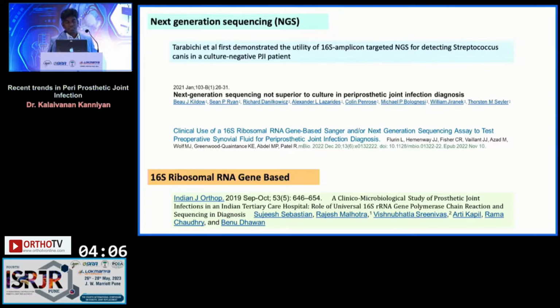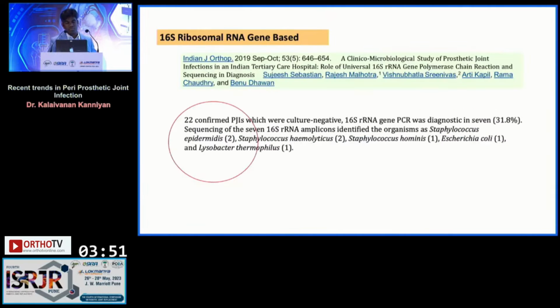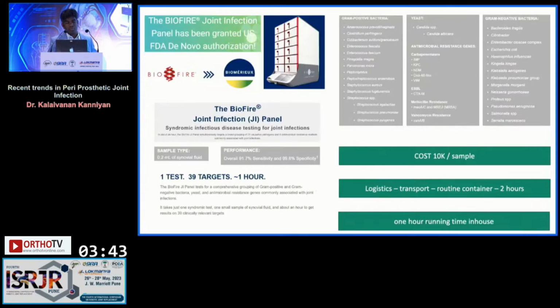Another study is the 16S ribosomal test, which is based on PCR; again the working time is more and it didn't add much value. We sent some samples where we were not able to get the organism during the first stage, and during the second stage we used this method, but it was not so productive. But AIIMS came up with a study where they were able to isolate the organism in 22 culture-negative cases, so we have to look at it.